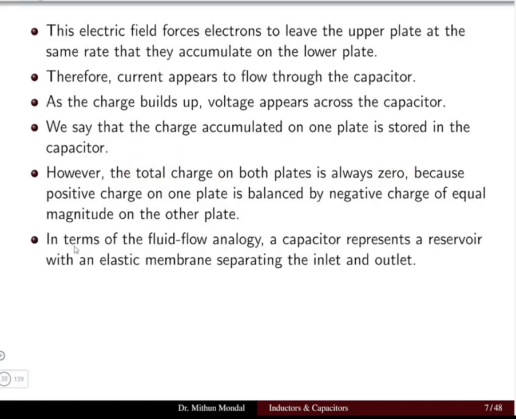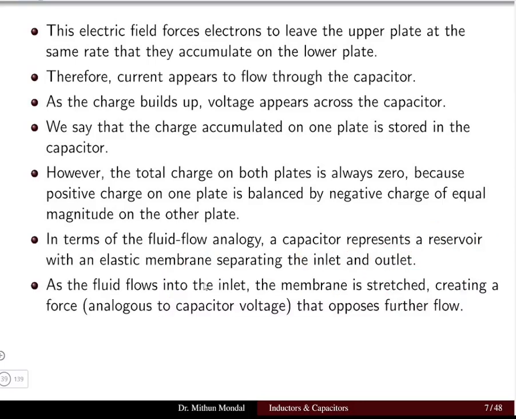Now, if we understand this in terms of the fluid flow analogy, a capacitor represents a reservoir with an elastic membrane separating the inlet and outlet. In the reservoir, there is an inlet from which water enters and an outlet from where the water goes out, and this is an elastic membrane. As the fluid flows into the inlet, the membrane is stretched, creating a force.